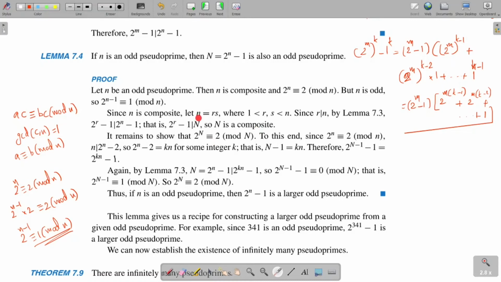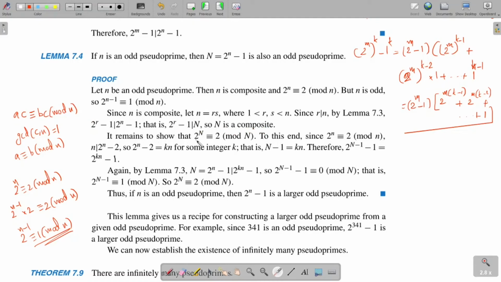Small n is composite, since we are given that small n is a pseudoprime, so it is composite. Therefore we can write it in the form r into s, and since r divides n, 2^r minus 1 divides 2^n minus 1. So we got a divisor of 2^n minus 1. So 2^r minus 1 divides N. So we can conclude that N is a composite number.